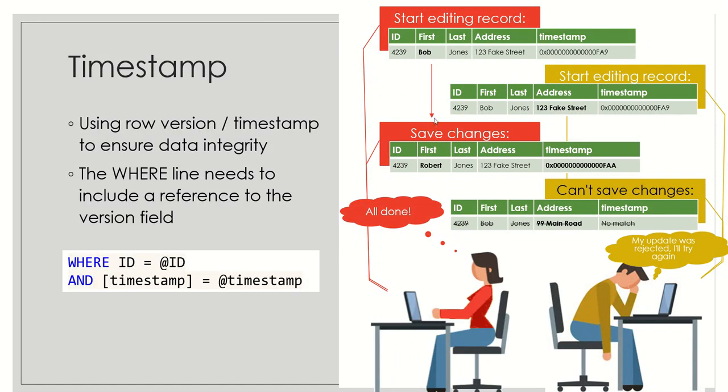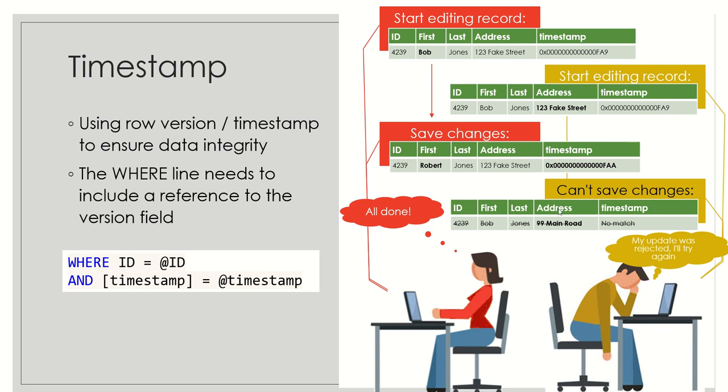the where line would say update the record where the ID is 4239 and the timestamp is FA9 at the end. And because nothing has changed yet, yellow shirt's still working, the update will happen, and when the update happens, the timestamp gets updated. So FA9 became FAA at the end.